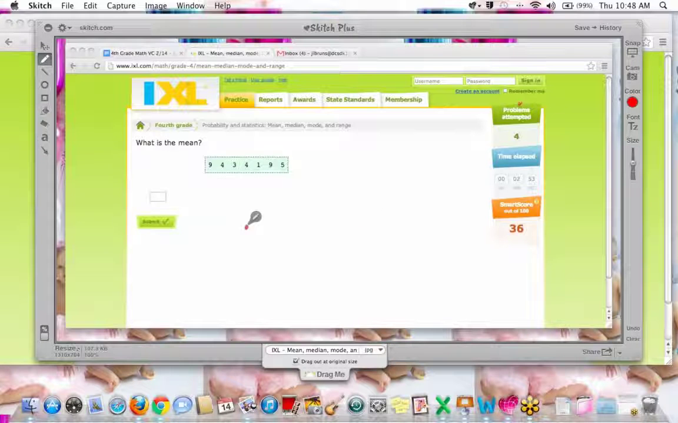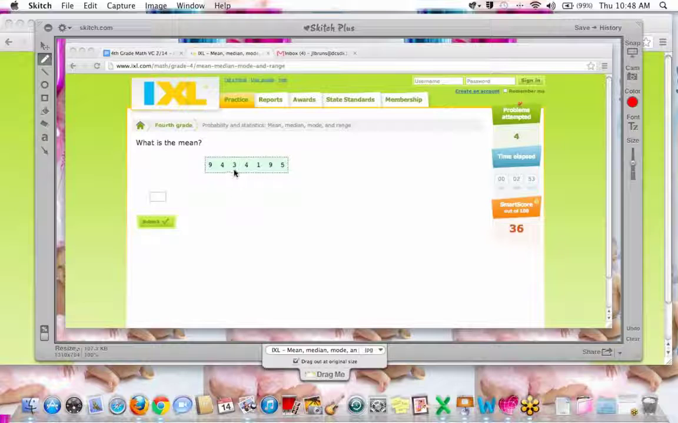Okay, so my first step is to add up all of these numbers, and then I'm going to divide by 1, 2, 3, 4, 5, 6, 7. So I'm going to have to add them up first and then divide by 7. So let's just do it together. Will, what's 9 plus 4? Nine plus 4 is 13. 13. Beautiful. 13 plus 3, Jaden?